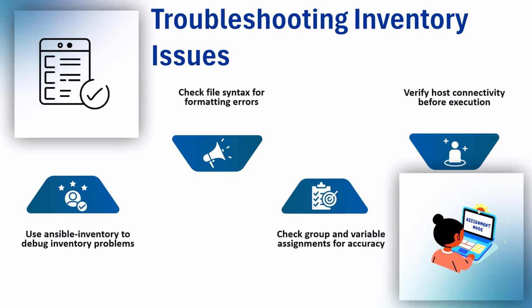Troubleshooting inventory issues is like fixing a leaky faucet. Small mistakes can cause a big mess. Start by checking the syntax of your inventory files. If things aren't working, verify connectivity to make sure hosts are reachable. Use Ansible Inventory to dig into problems and see what's wrong. And don't forget to double-check group and variable assignments. It's like making sure the screws are tightened properly before using a tool.